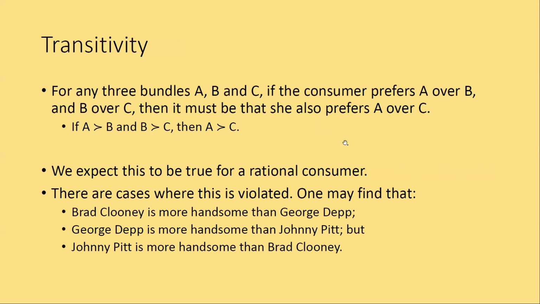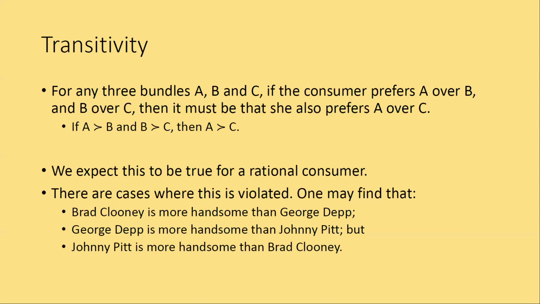So the second assumption is transitivity. We can understand this in a somewhat intuitive way. For any 3 bundles, bundle A, bundle B, and bundle C, if the consumer already says that she prefers bundle A over bundle B, and that she prefers bundle B over bundle C, then it must also be true that she prefers bundle A over bundle C.